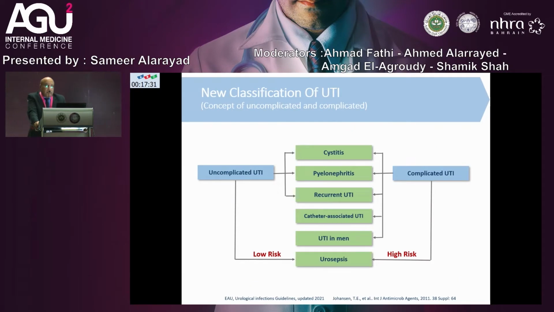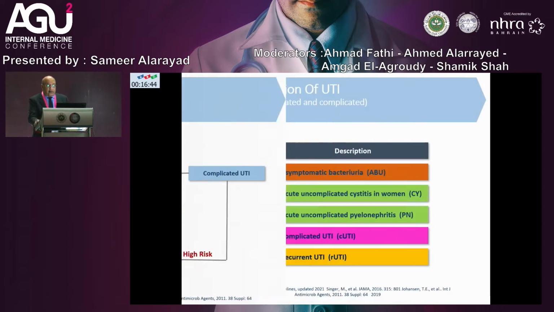The very common classification that is being used in the literature these days is the concept of uncomplicated and complicated, which has been adopted by the European Association of Urology. Basically, the uncomplicated can be in the bladder or in the kidneys, and it can be recurrent. The complicated can also be in both the bladder and the kidneys, and it can also be recurrent. Complicated UTI involves men, which cannot be uncomplicated. And both of them can be risks for developing urosepsis.